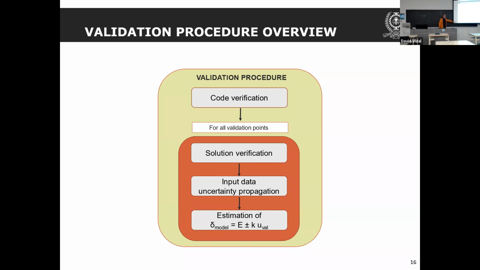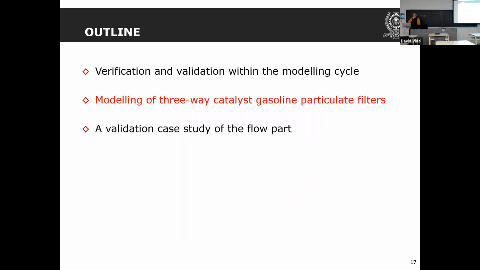Once you have the numerical uncertainty and the input uncertainty, and also the experimental data uncertainty, then you can estimate the model error, which we'll touch upon a bit later. So enough theory. Let's go now to the modeling itself, before eventually going to the validation of some part of this model.